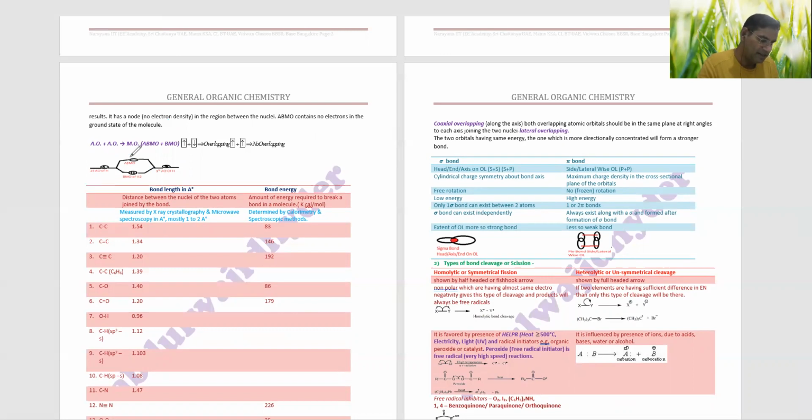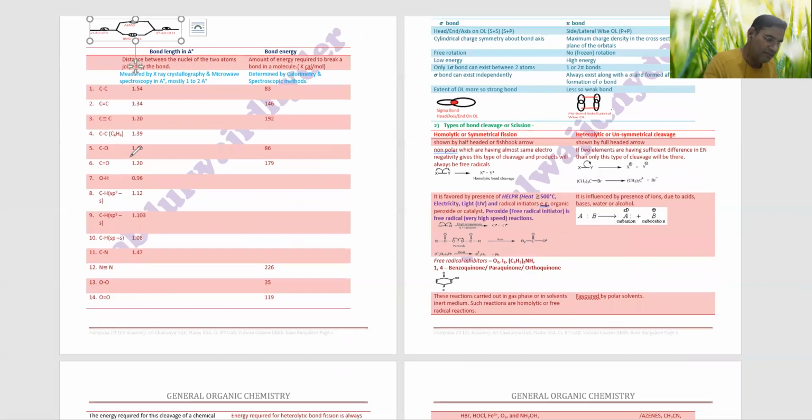Bond length, nothing is there to explain. Bond length and bond energy are there. C single bond C, C double bond C, C triple bond C, C single bond C in benzene, C single bond O, C double bond O, sorry, O-H. And what their energy is, that is also written. So you just have to go through all this. You should remember all this, because all these things can come in your examination. Now see what next is.